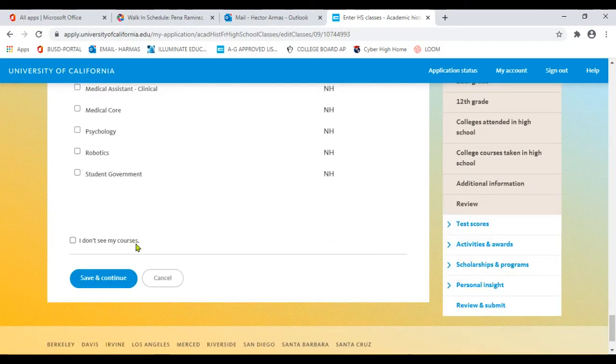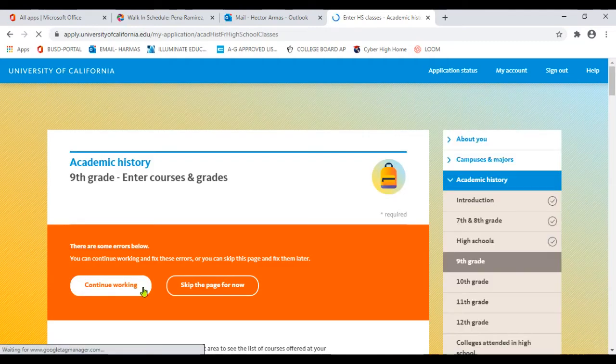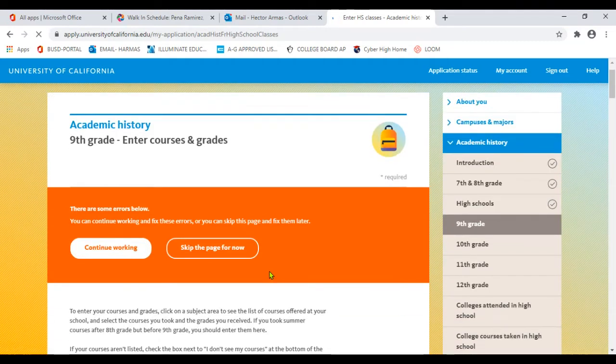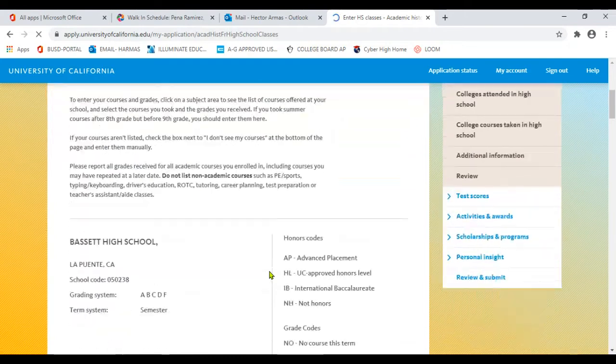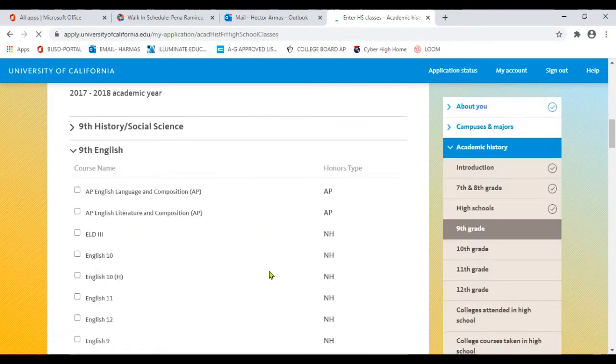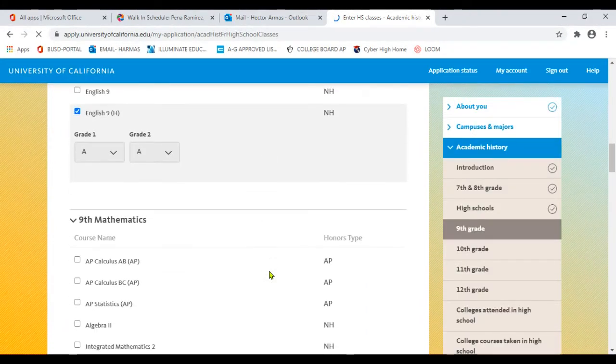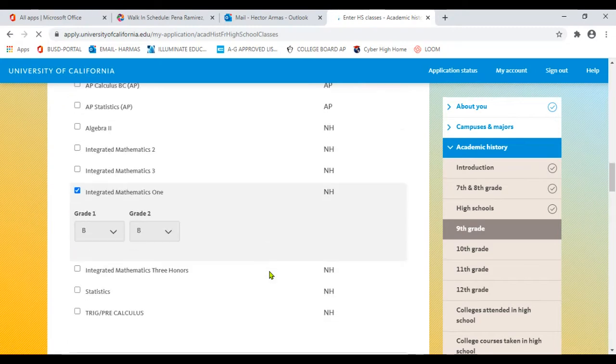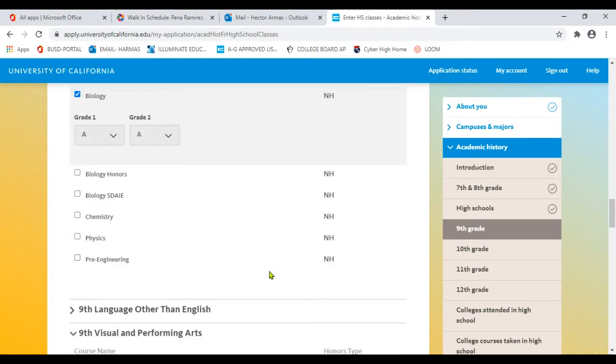This is good. I saw all my courses. I don't need to click on, I don't see my courses. So now I hit save and continue. And it says there are errors. Okay, well, let's see what the errors are. So I'm going to come over here and see if I can find what the error is. Let me see what the error is that I have.